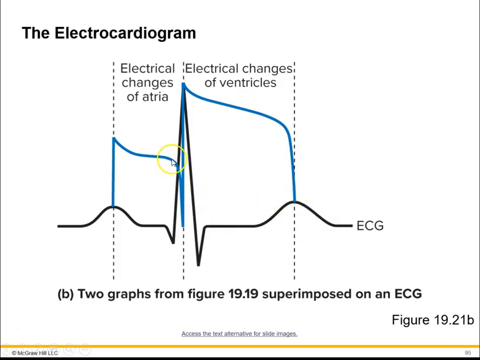Notice that you have repolarization of the atria here, but it doesn't really come through because the depolarization of the ventricles is so massive. So the only thing that we see recorded on the EKG is the depolarization of the ventricles. But the atria are repolarizing at this same time as well.